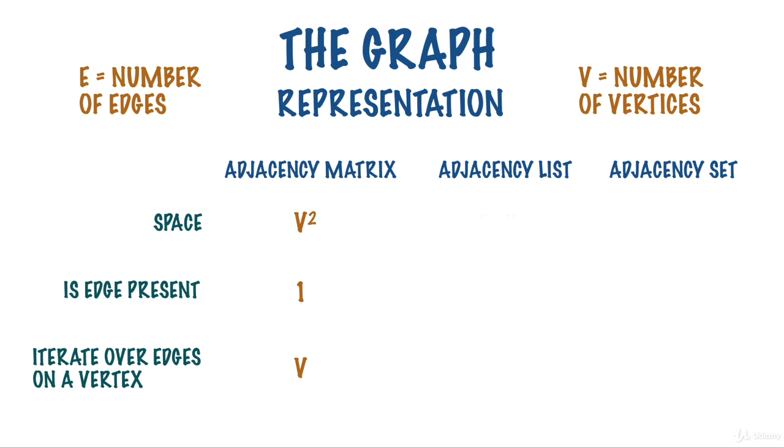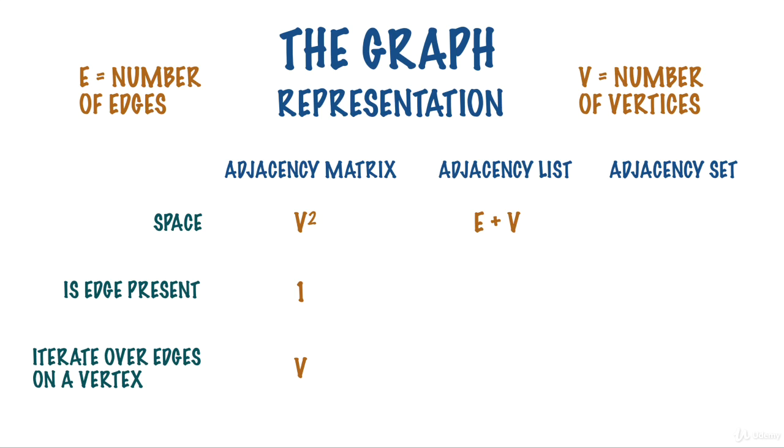Now, if you had to iterate over all edges on a vertex V, it would take you V time. This is because you'd iterate over all the cells in that particular row and check whether a one was present in any of those cells. So you'd have to look at all the V cells in a row, and that's why it takes you V time. That is the complexity.